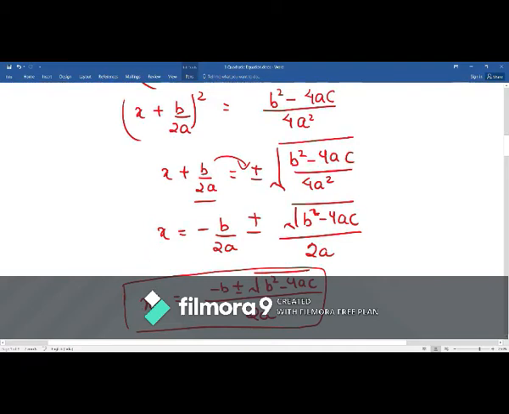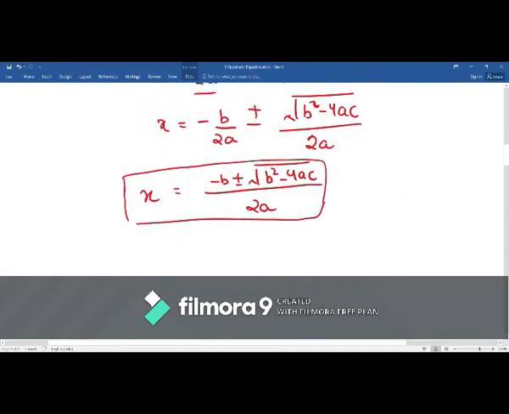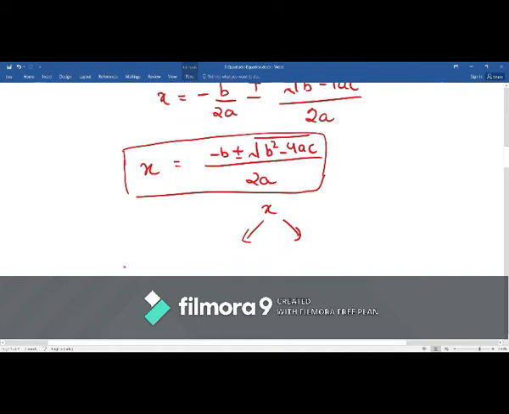As I told you, in a quadratic equation we will get the value of x. How many values of x? Two values of x. So if you compare with the above equation, the first value will be minus b plus root b square minus 4ac by 2a. And the second value is minus b minus under root b square minus 4ac by 2a.